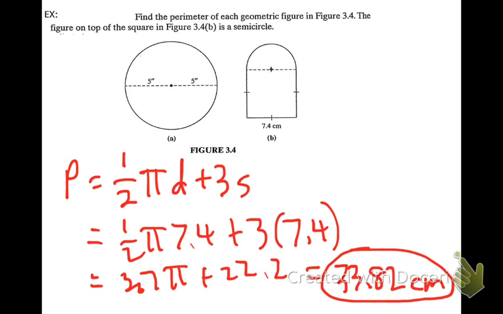All right, any questions? Okay. Yes, Shatis. Will there be any cases where you have to find a circumference and a perimeter of an oval? No. No? We don't have a formula for that.